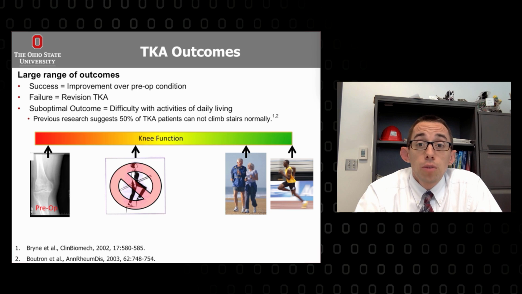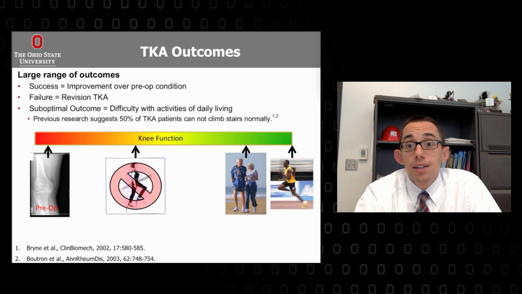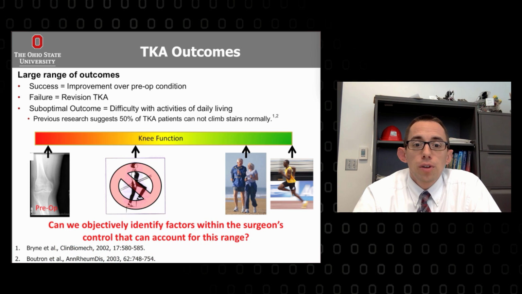So some research has suggested that up to 50% of total knee arthroplasty patients cannot climb stairs post-operatively following surgery. As you can imagine, this has a great impact on their quality of life and being able to be independent in the community. So what we want to know is, can we identify factors within the surgeon's control that can account for this range of post-operative outcomes?